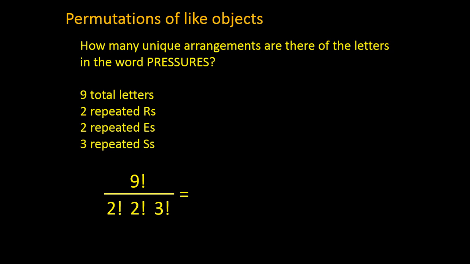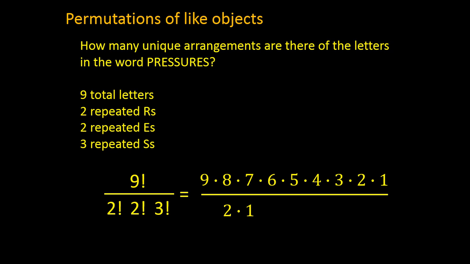Now, in order to simplify this, we need to expand all of those factorials. So 9 factorial, 2 factorial, 2 factorial, and 3 factorial all need to be expanded. And then in order to evaluate this, we're just going to look for like factors. So I could say 2 times 1 times 2 times 1 is 4. And 3 times 2 times 1 is the same thing as 3 times 2 times 1, which leaves us with the 9 times 8 times 7 times 6 times 5, or 15,120 ways to order all of the letters in the word pressures, taking into account that we do have like objects.